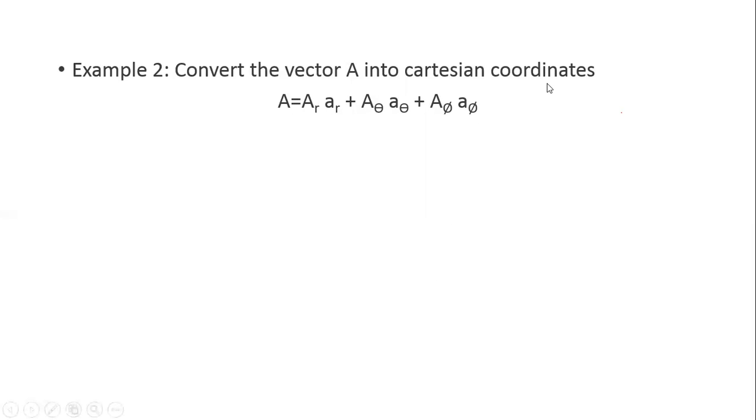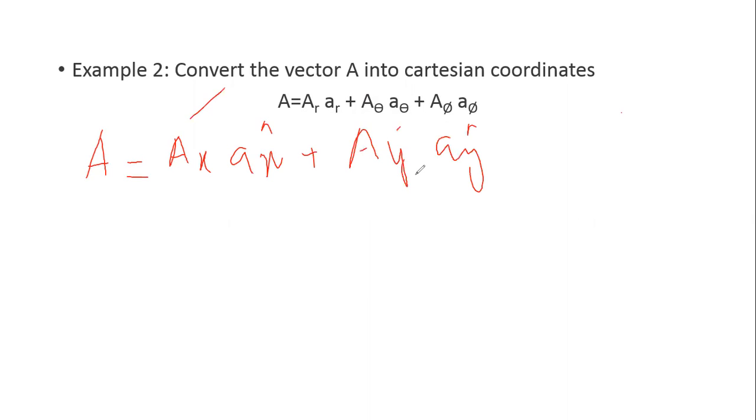Now we have another vector A. We have a vector A that is given in the spherical coordinate system, because the coordinates are a_r, a_theta, and a_phi. So these are the coordinates of a spherical coordinate system, and we have to convert this vector from the spherical coordinate system into the Cartesian coordinate system. It means that we have to express this vector in Cartesian coordinates. It means that we have to find a_x, a_y, and a_z. So the process is the same.